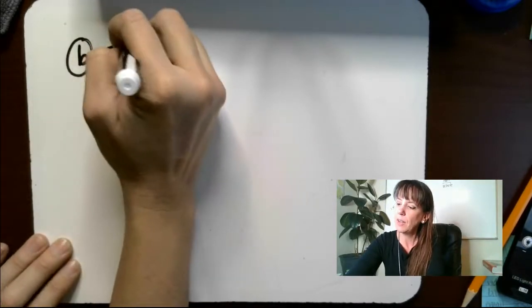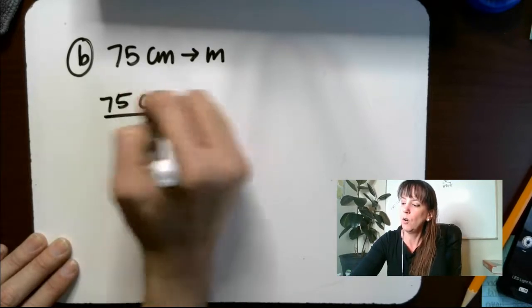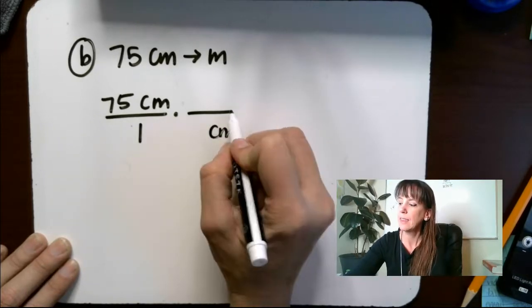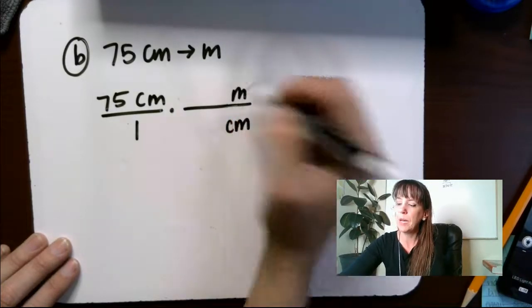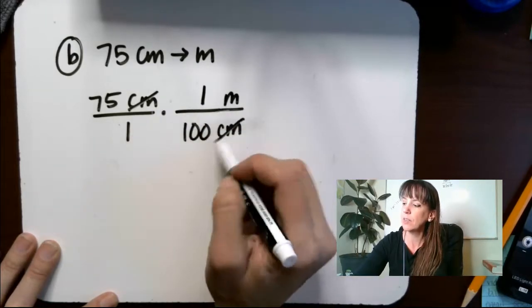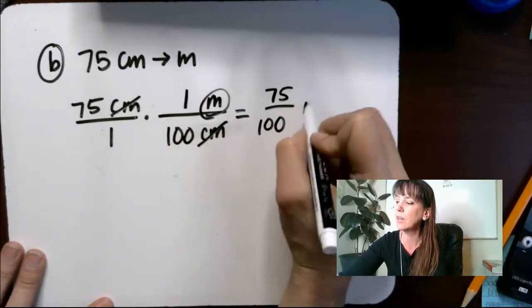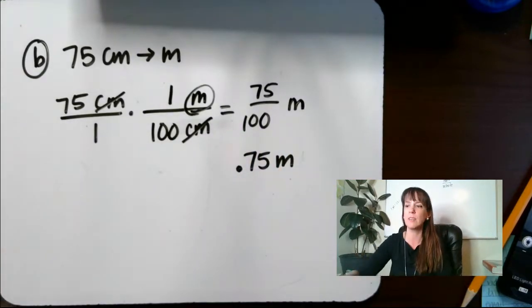Okay, so for that guy, for B, 75 centimeters is how many meters? Well, we know 75 centimeters over 1 times, centimeters are on top here, so centimeters are going to be on the bottom here. This whole thing has to equal 1, right? This whole chunk, centimeters, we're going to go to meters. In 1 meter, there are 100 centimeters. This cancels out with this. I am left with upstairs 75, downstairs 100. The unit remaining is meters. 75 divided by 100, 0.75 meters. 0.75 meters. Good.